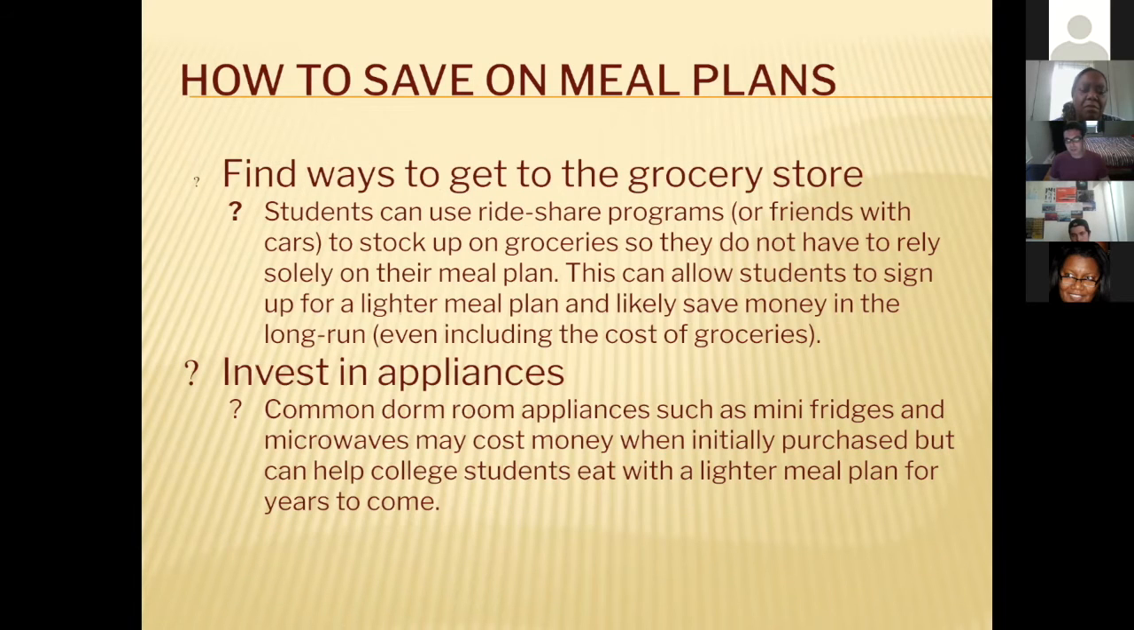Some of the suggestions we have for saving on meal plans is to try to get to the grocery store. Generally, I would say in most cases, it's cheaper to purchase groceries and make your meals that way than it is to actually eat on campus. So going to the grocery store and making your own meals can be a good way to save money. There are limits on what kind of appliances you can have. You can't have a full stovetop oven in the dorm. There are some appliances that you can use, such as mini fridges for groceries, microwaves.